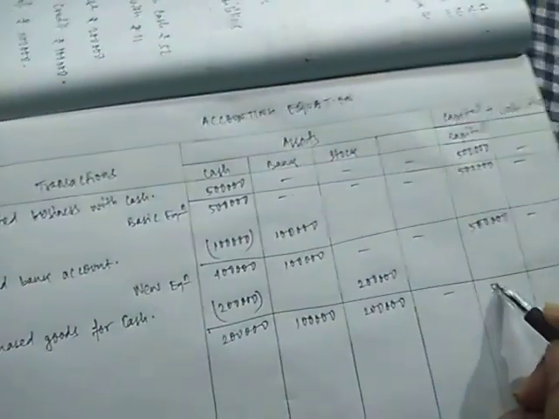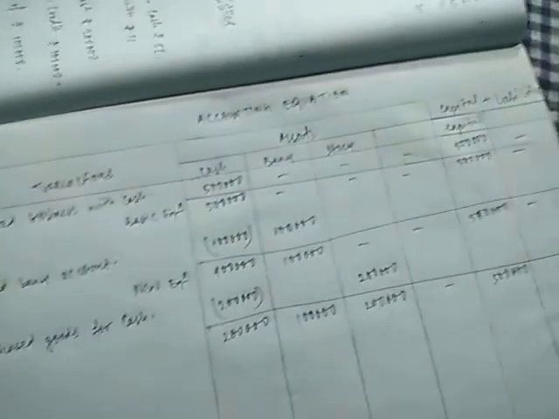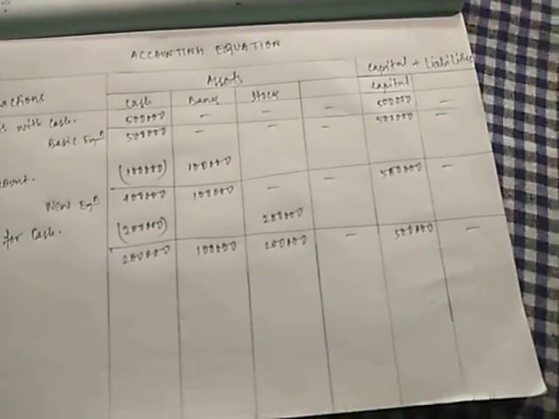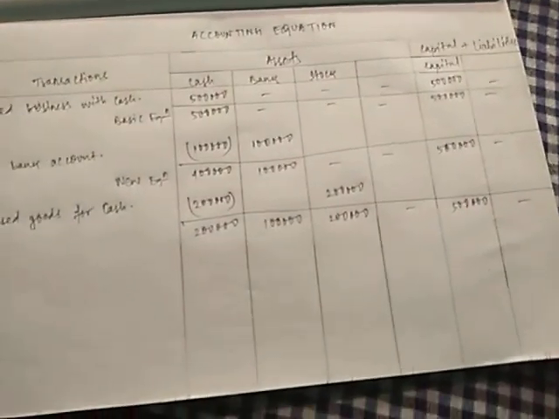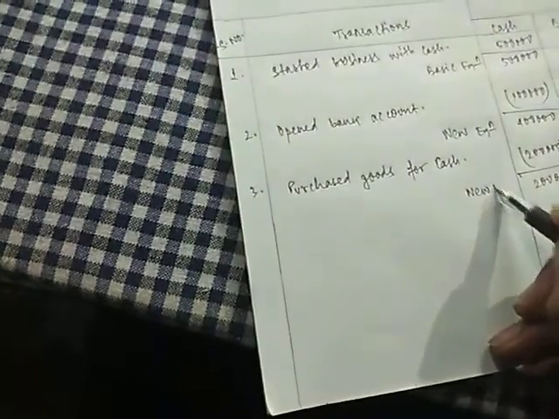This is 2 lakh. This is nil. This is 5 lakh. And this is also nil till now. You can also check the balance now. 2, 1, 3 and 2, 5 lakhs this side and 5 lakhs this side. So this is also matching. After this, again we'll write here a new equation.